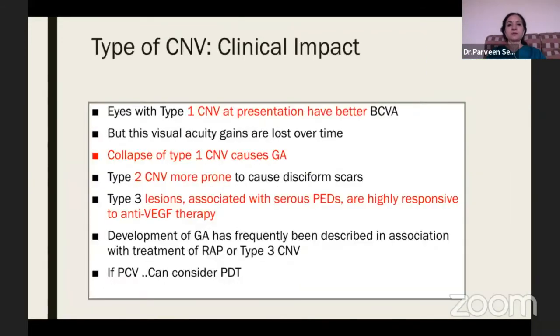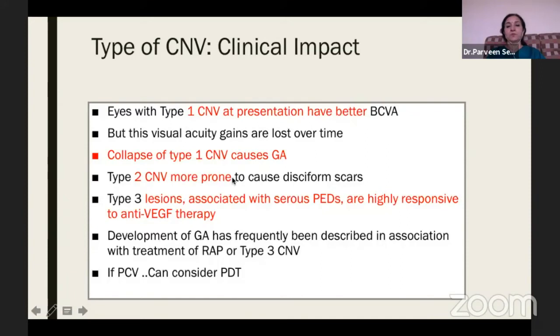The importance of these things, whether it's type 1 or type 2 or type 3, though the treatment is still going to be in the form of anti-VEGF injections, is that if you have a type 1, usually the patient presents with good visual acuity, and they may maintain visual acuity for a long period of time if treated well. But if not treated well, they lose these visual gains over a long period of time.